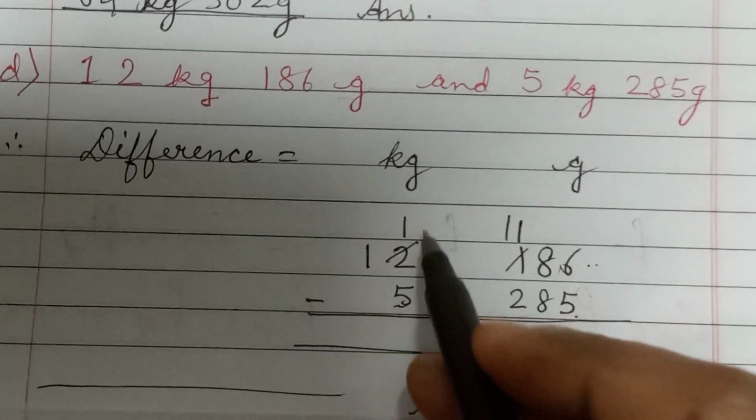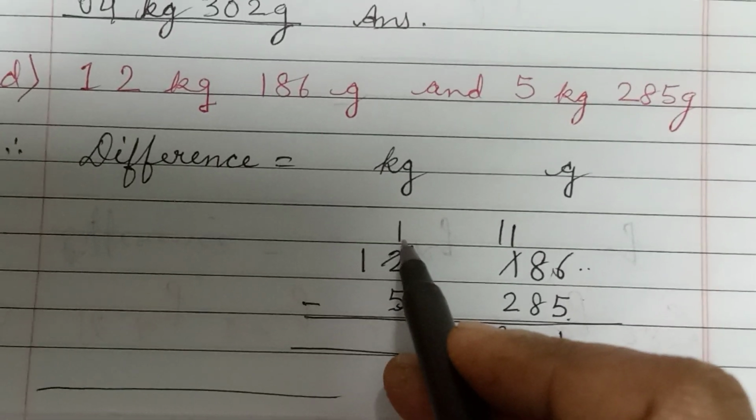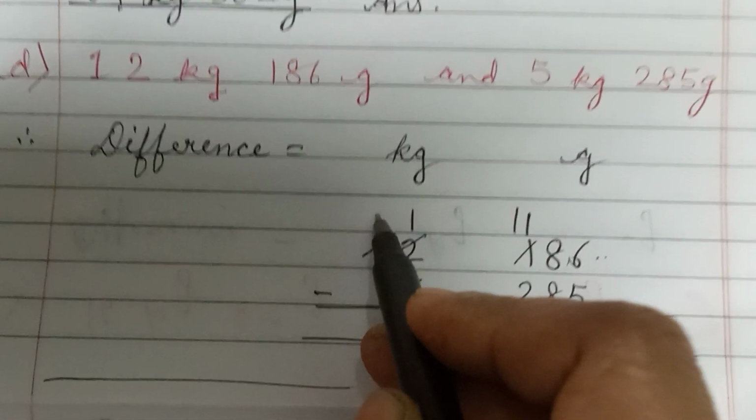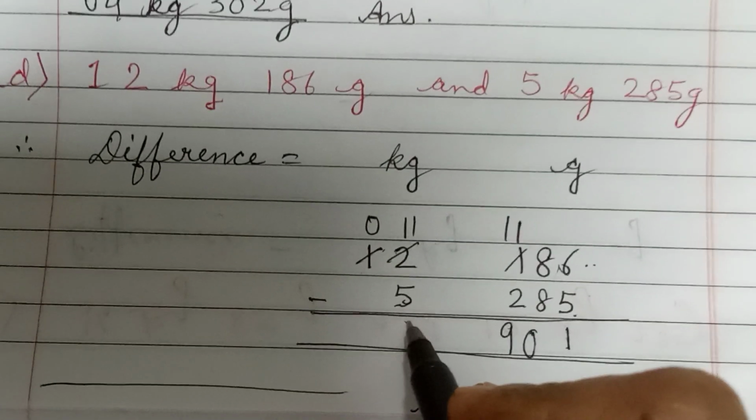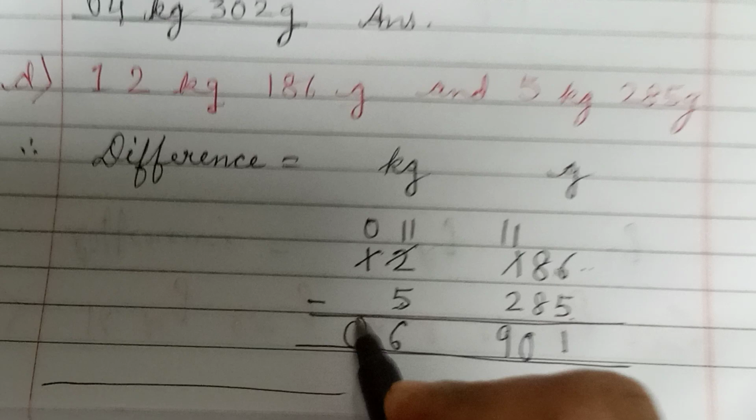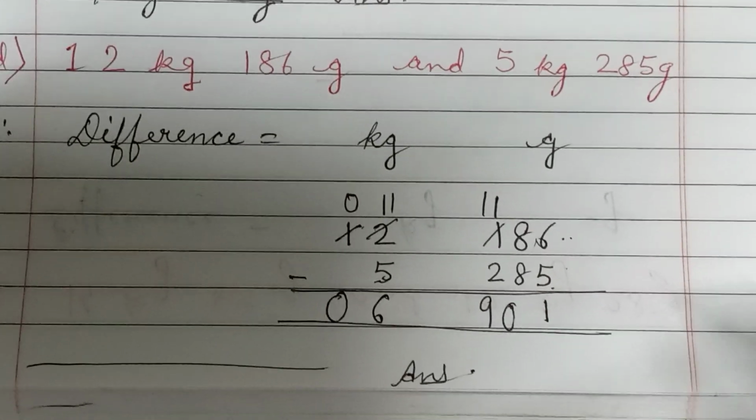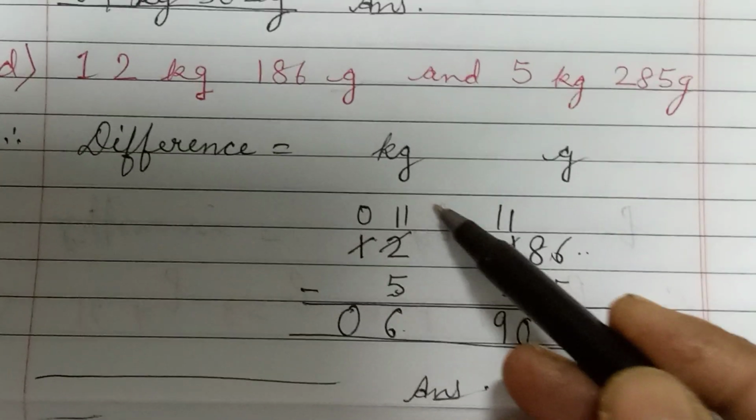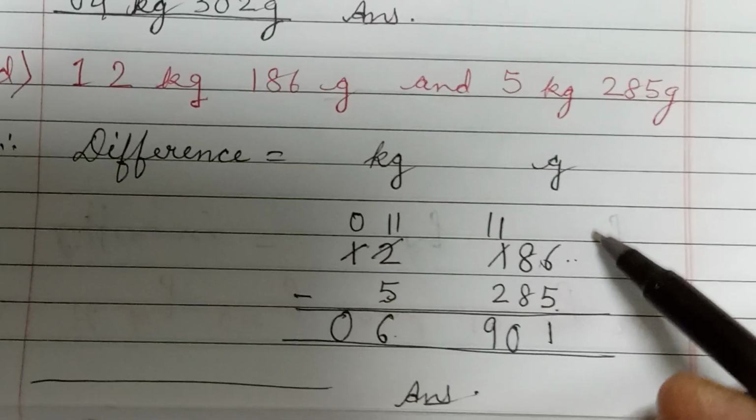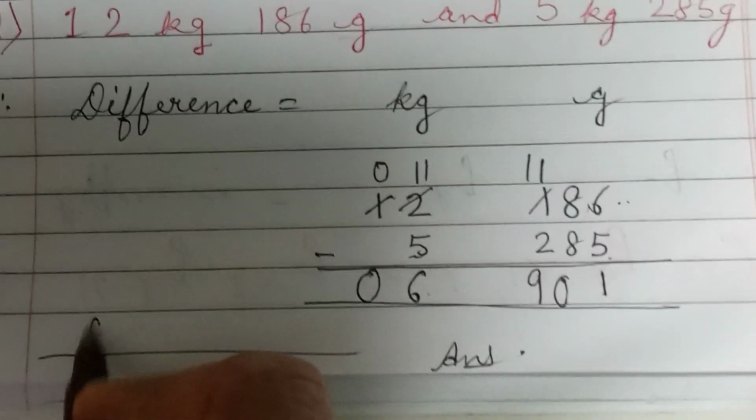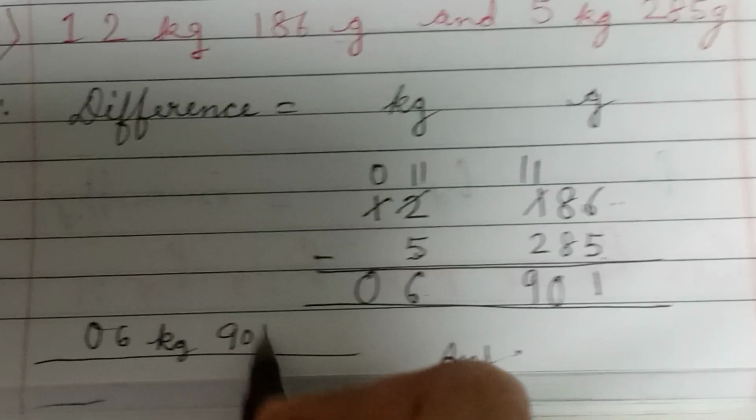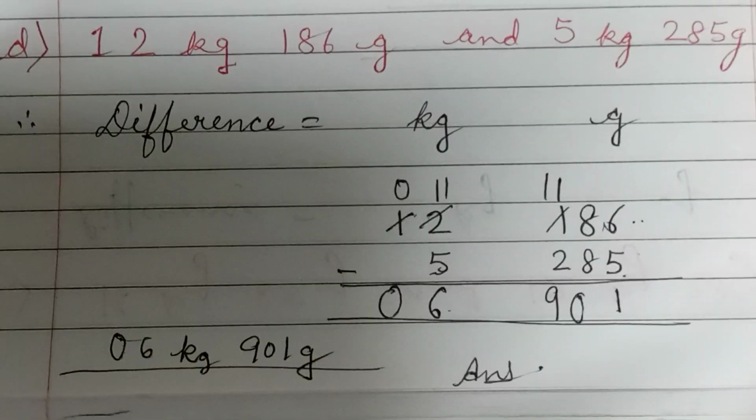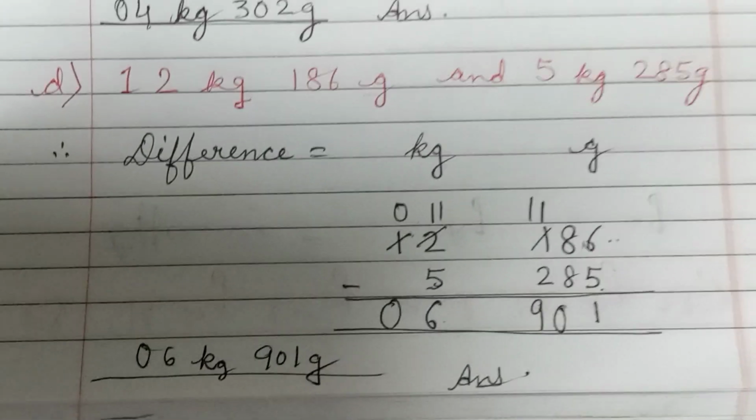Now again 1 minus 5 is not possible. 1 will borrow from this 1. This 1 becomes 0 and this 1 becomes 11. 11 minus 5 is your 6 and this 0 is 0. So your final answer is 6 kg 901 gram. Write here the final answer 6 kg 901 gram. I hope it's clear.